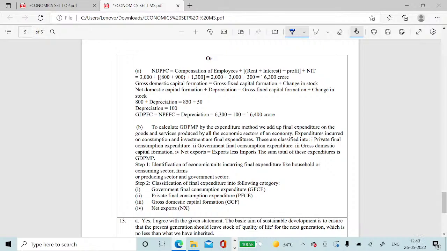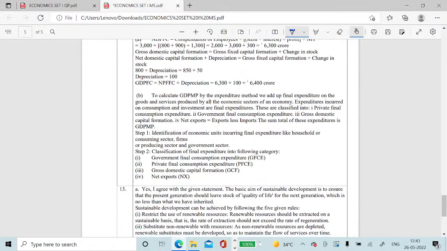B. To calculate GDP at MP by expenditure method, we add up final expenditure on the goods and services produced by all the economic sectors of an economy. Expenditures incurred on consumption and investment are final expenditures. These are classified into first, private final consumption expenditure, second, government final consumption expenditure, third, gross domestic capital formation, and fourth, net exports, which is equal to exports less imports. The sum total of these expenditures is GDP at MP, that is gross domestic product at market price.